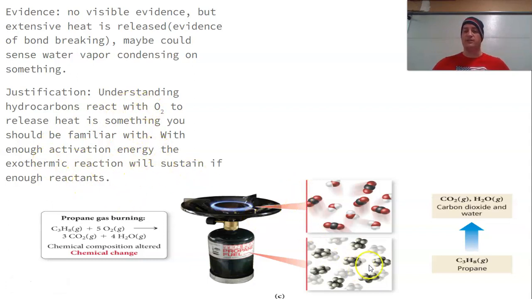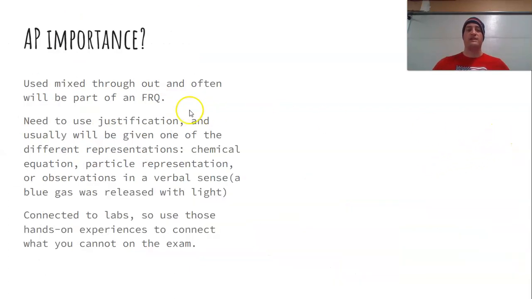Looking at the picture, you go from something very different, the propane, to the carbon dioxide and water. Albeit they don't show you the oxygen here as well, but of course you can see that things have really rearranged, another evidence of chemical changes. Now, again, where is this used? Mixed throughout. This wouldn't necessarily be any part of a section, but it'll often be part of an FRQ.